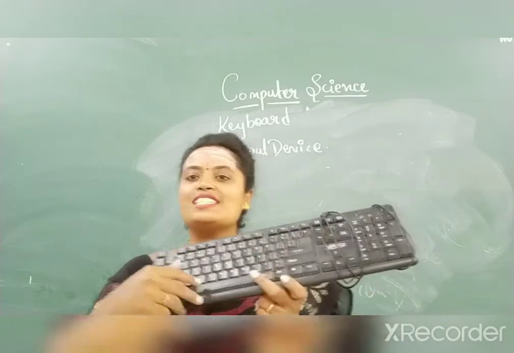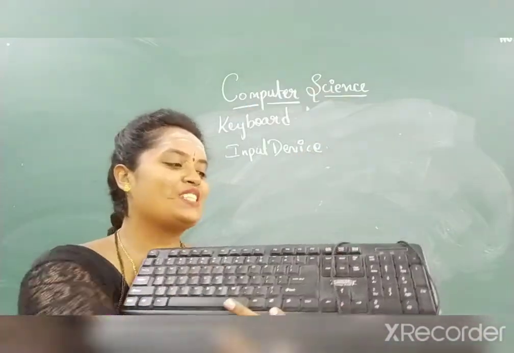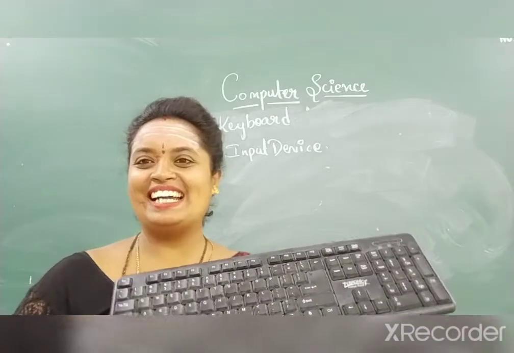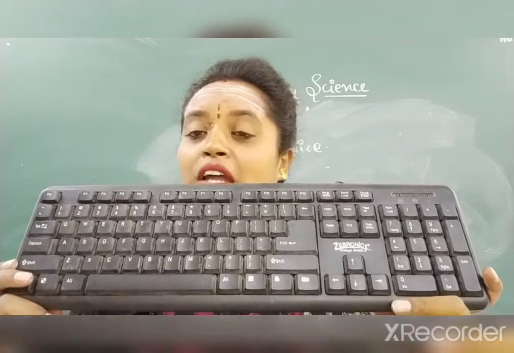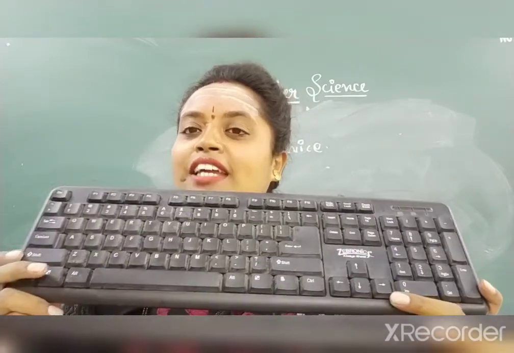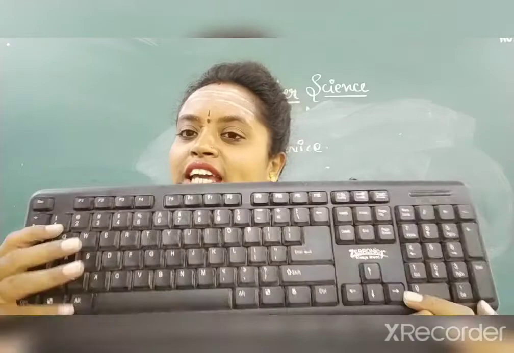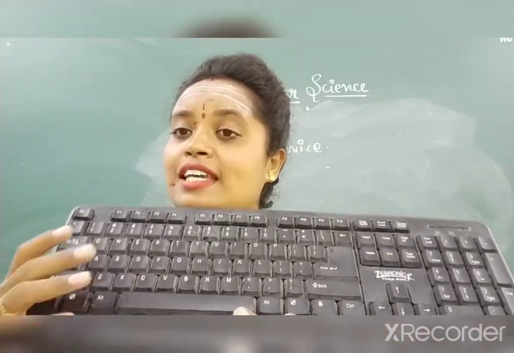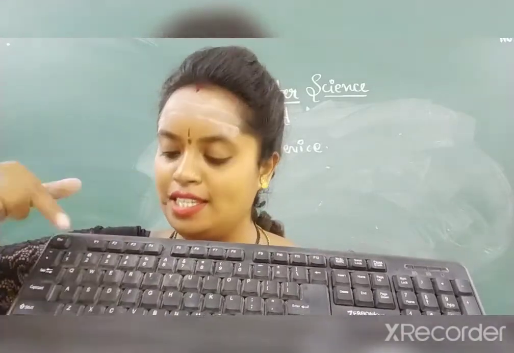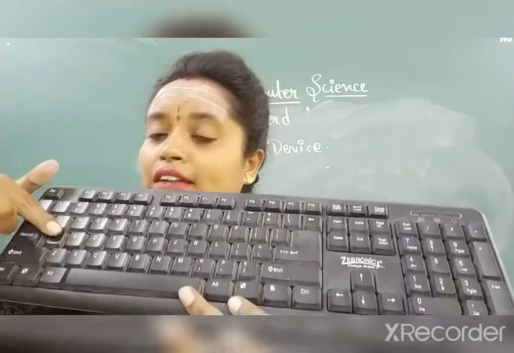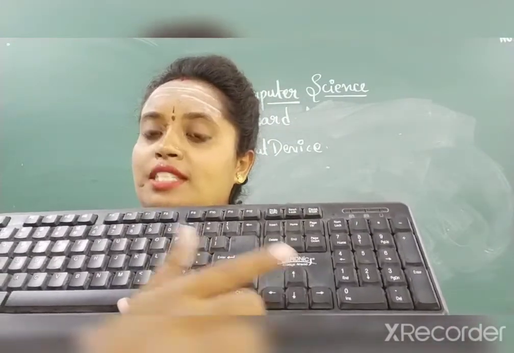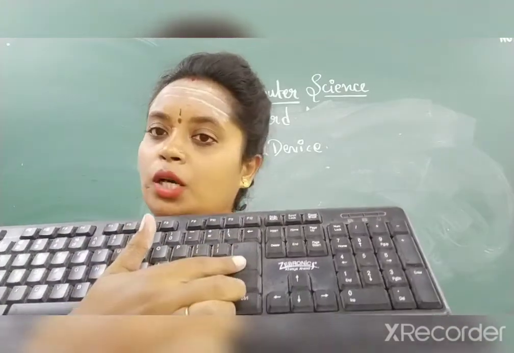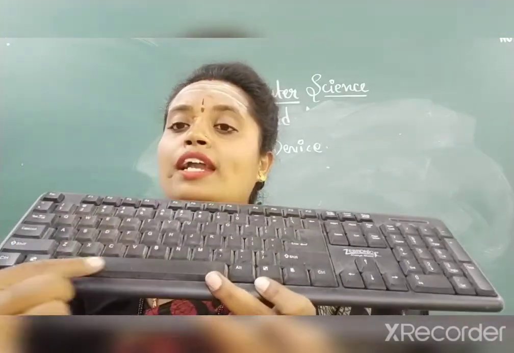Can you all see the keyboard, children? Many would have seen the keyboard. There are n number of keys in this. Can you see the alphabet keys? Can you see the function keys? These are the function keys. These are the alphabetic keys. These are called the arrow keys or navigation keys. Here you have the enter button. This is called a space bar.